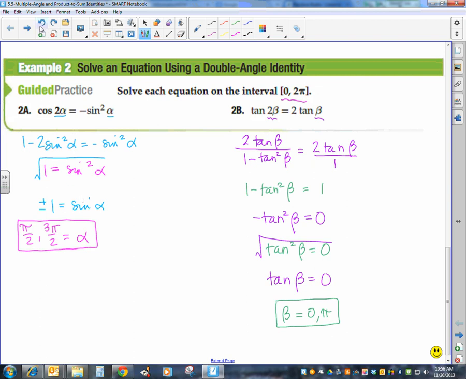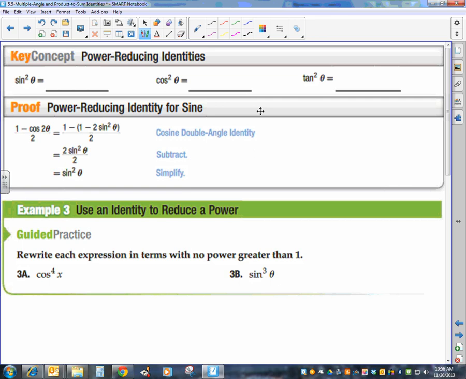Okay, some more identities. Power reducing identities. Again, there's a little proof down here, but I'm going to write them in quickly so we can move on. The sine squared of theta is 1 minus the cosine of 2 theta over 2. The cosine squared of theta is 1 plus the cosine of 2 theta over 2. And the tangent squared is 1 minus the cosine of 2 theta over 1 plus the cosine of 2 theta. These actually are used a lot in calculus for those of y'all who are going on, so we need to make sure we know how to use them.